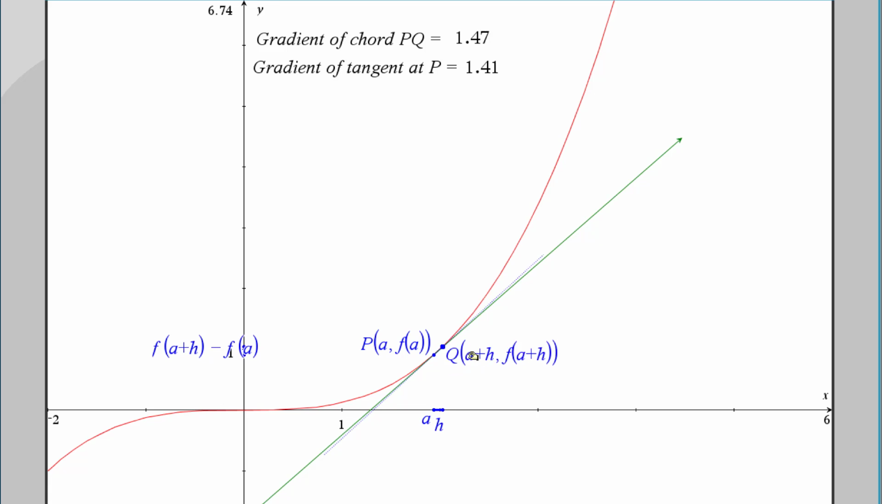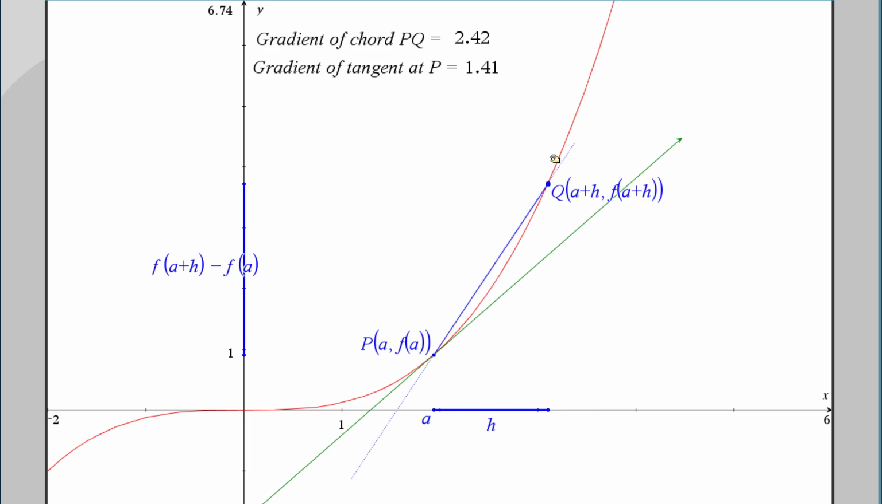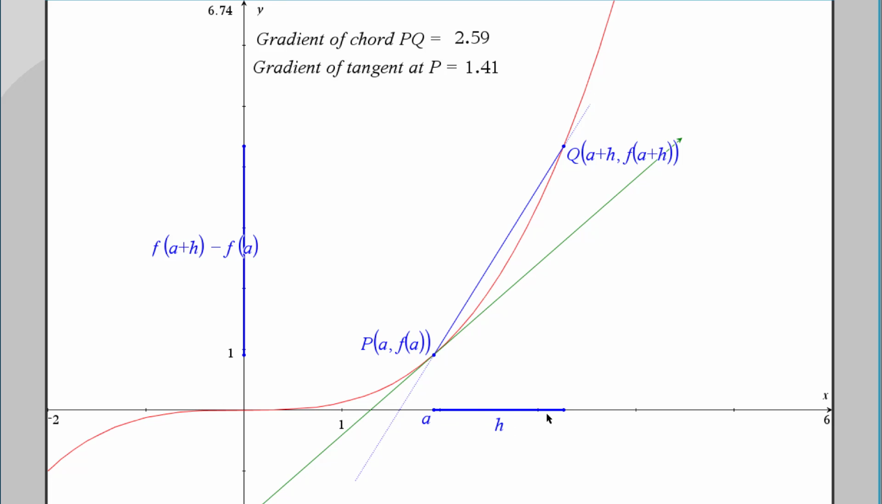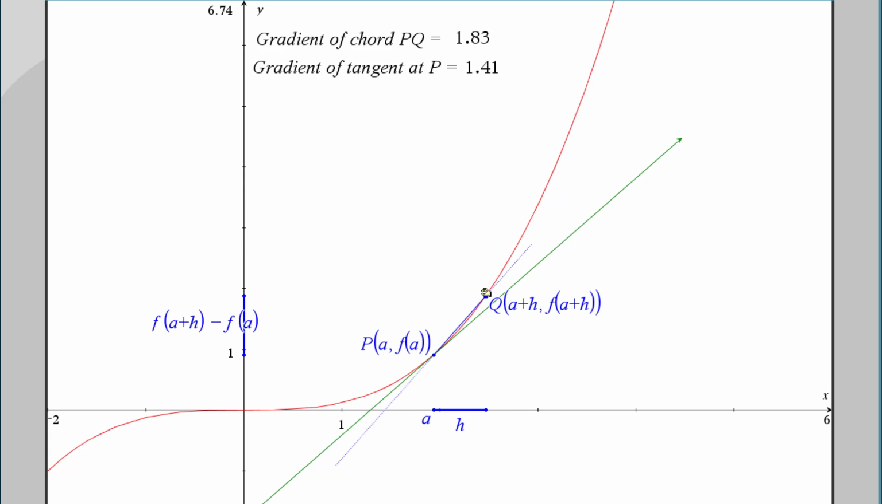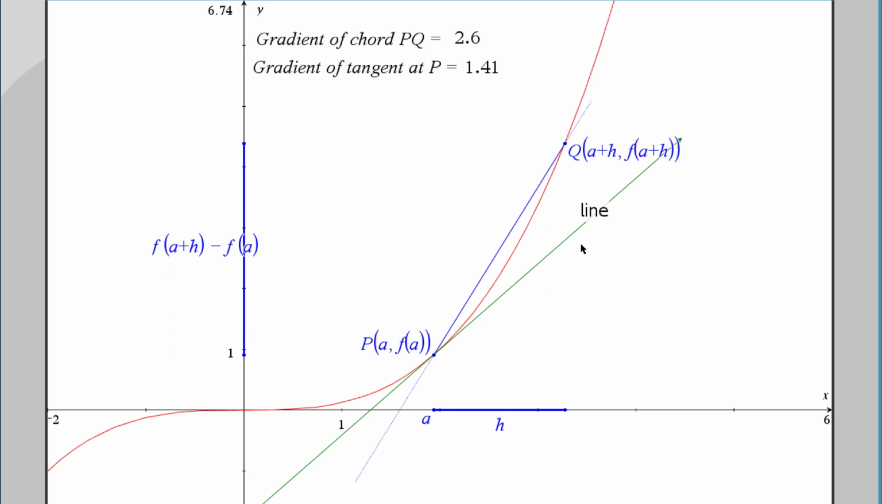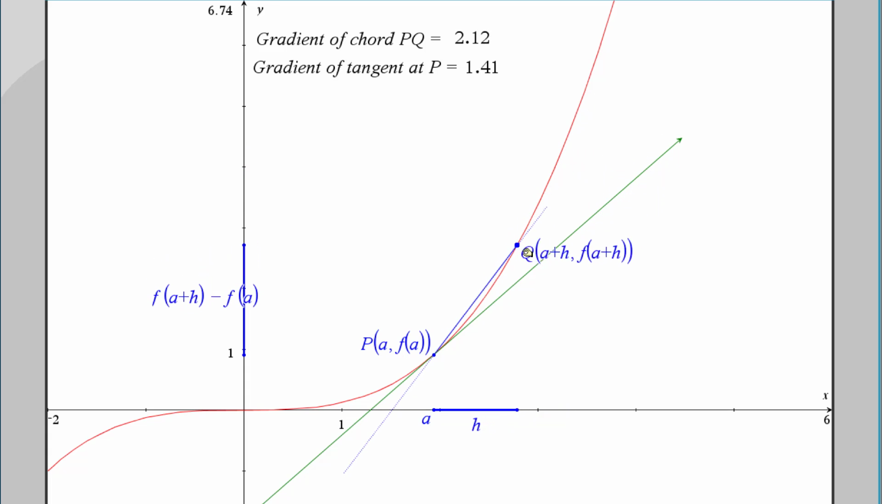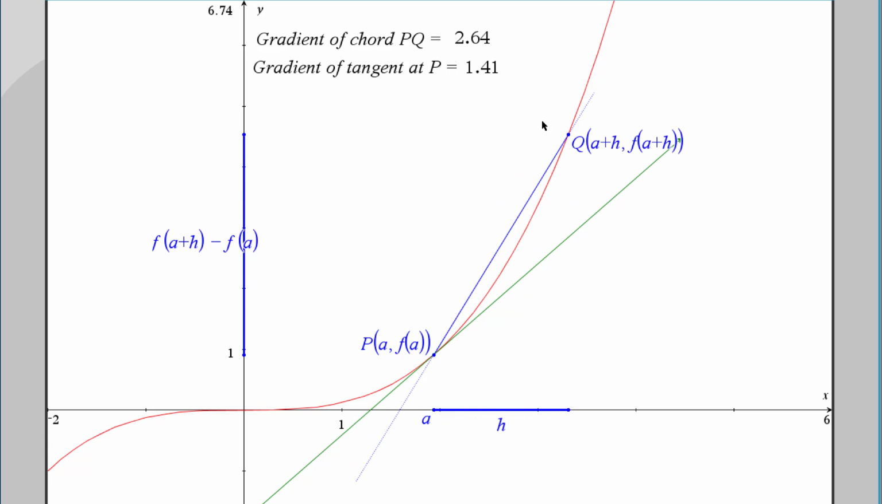Okay. So what we want to essentially do is think about moving Q closer to P along the curve. And we're going to be able to do that by making h, the horizontal distance, small. So as Q moves closer to P, h becomes less and less. H approaches 0. So the gradient of the green line is equal to the gradient of the blue line as we make h small. So it's the limiting value of the gradient of the blue line as h approaches 0. And that's the whole idea about how we calculate the gradient of a curve at a point.